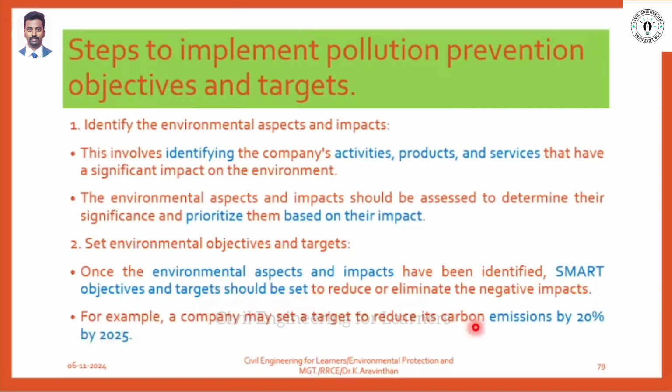Then an example for that, if you are setting objective and target, it should be like this. The emission of carbon should be lesser by 20% before 2025. When an organization is setting a target, they should set an objective and target like this. For water consumption, how much percentage they should reduce by what time? Like this they should be.